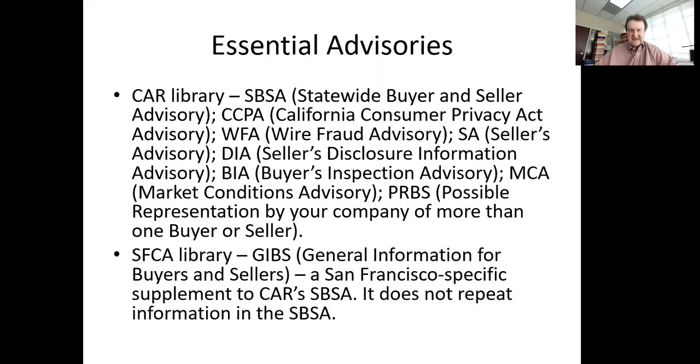Other advisories. CAR has a whole host of advisories. The SBSA we're all familiar with. New this year, the California Consumer Privacy Act advisory, wire fraud advisory, sellers advisory, sellers disclosure information advisory, the BIA, the buyer's inspection advisory, the market conditions advisory for both sides, and the PRBS, possible representation by your company of more than one buyer or seller.